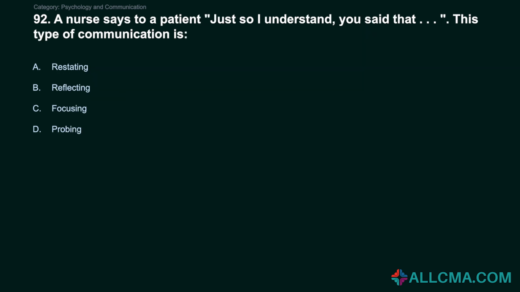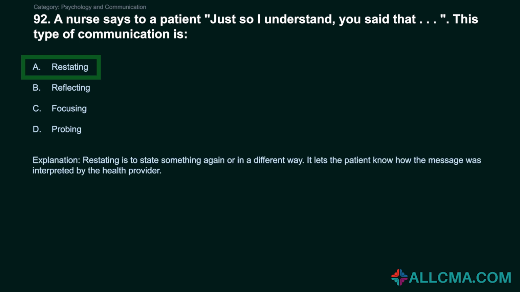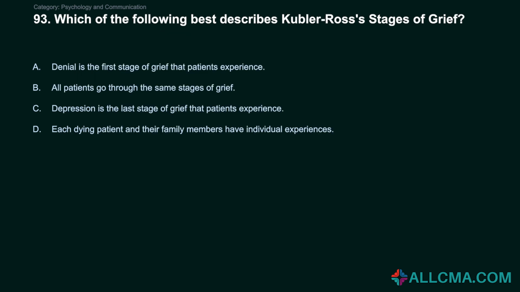92. A nurse says to a patient, "Just so I understand, you said that." This type of communication is A. Restating. B. Reflecting. C. Focusing. D. Probing. Correct answer, A. Restating. Restating is to state something again or in a different way. It lets the patient know how the message was interpreted by the health provider.